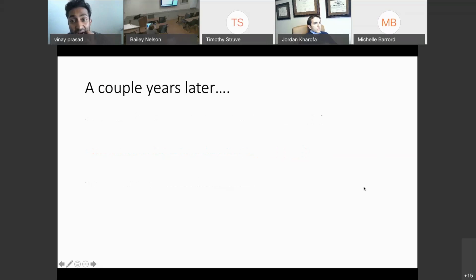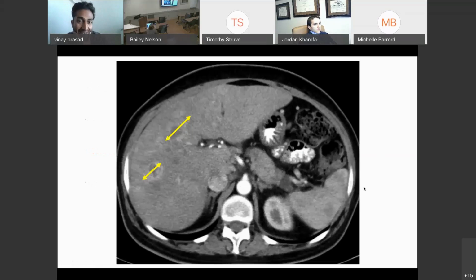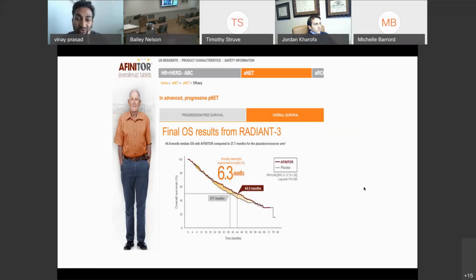So years later, oh yes, Mr. Jones, I haven't forgotten about him. I've had him a long time. A couple years later, he came back to me, and we scanned him. Actually kind of looked the same to me, to be honest with you. It didn't really change that much, even though he only had 1 month of everolimus as his only treatment.